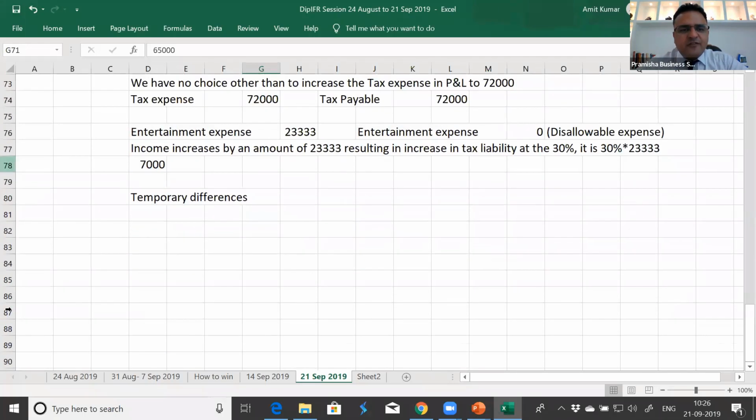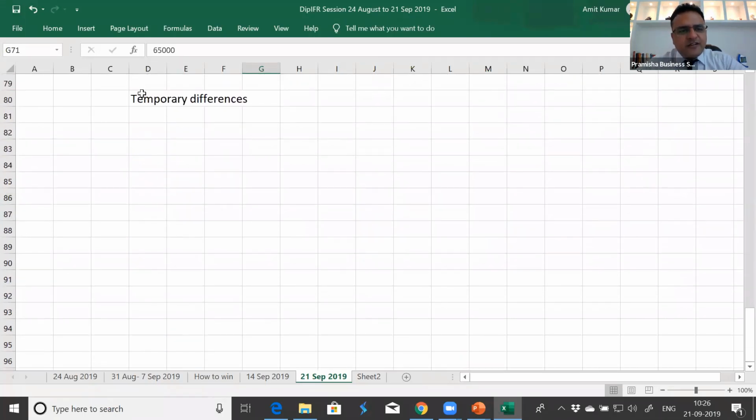Next comes temporary difference. Temporary differences are of two types. Taxable temporary differences, and deductible temporary differences.